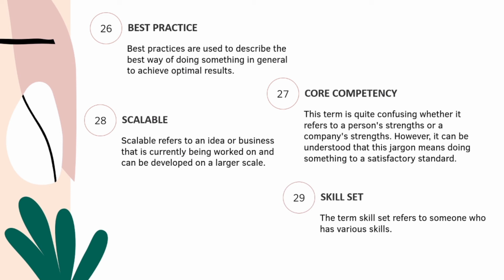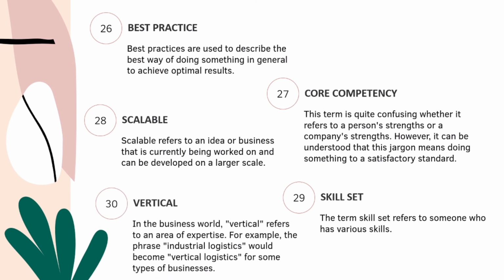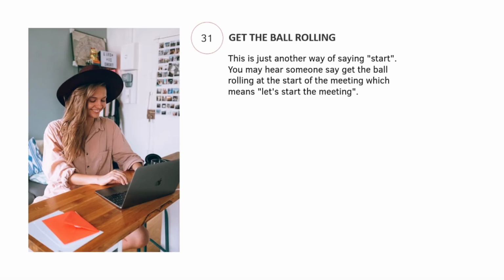Skill set. The term skill set refers to someone who has various skills. Vertical. In the business world, vertical refers to an area of expertise. For example, the industry of logistics will become vertical logistics for some types of business. Get the ball rolling. This is just another way of saying start. You may hear someone say get the ball rolling at the start of the meeting, which means let's start the meeting.